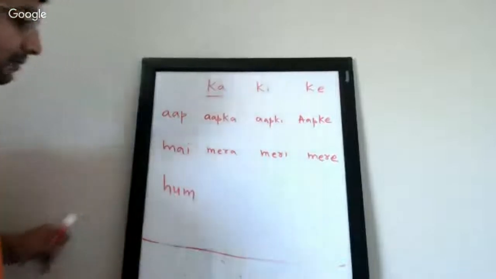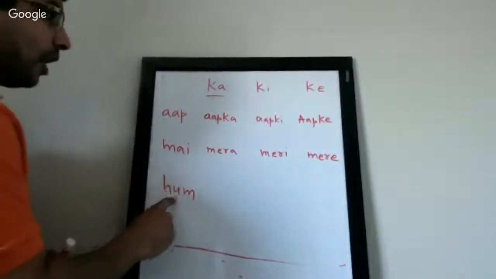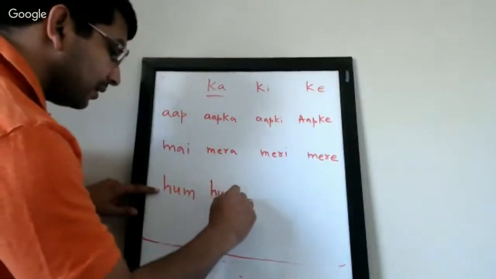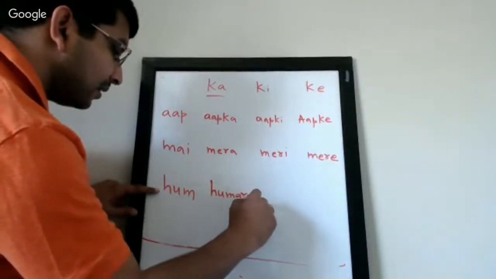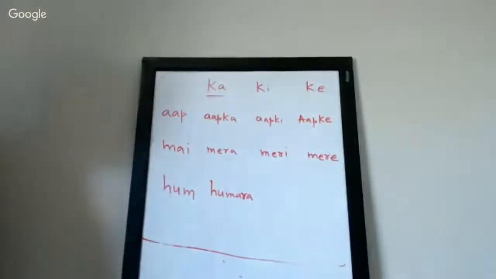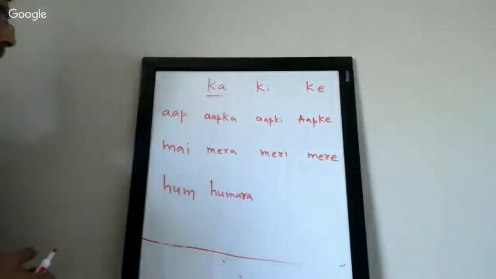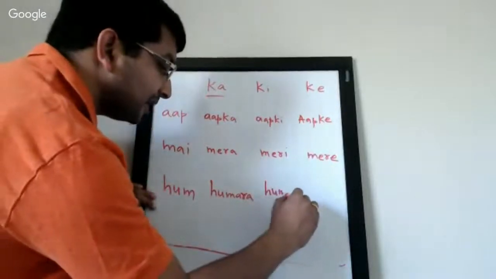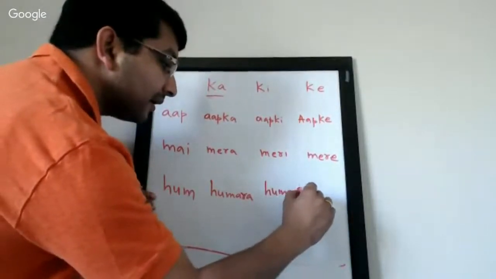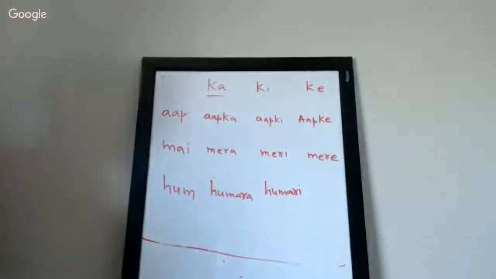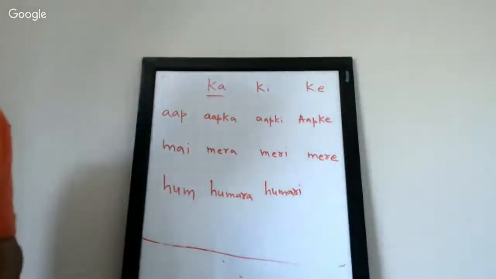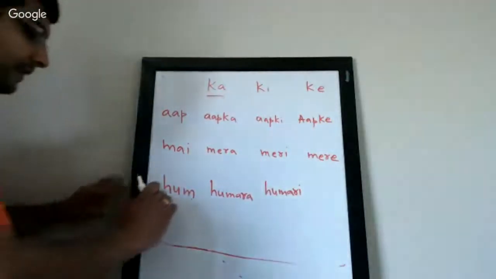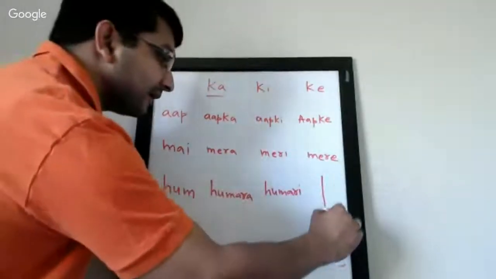Okay. Now let's look at this one. So hum plus ka is hamara, right? Such as hamara garden, like our garden. Hum plus ki is hamari cat, right? हमारी cat, हमारी community, all of them are feminine, right? So that's हमारी. And then हम plus ke is हमारे.